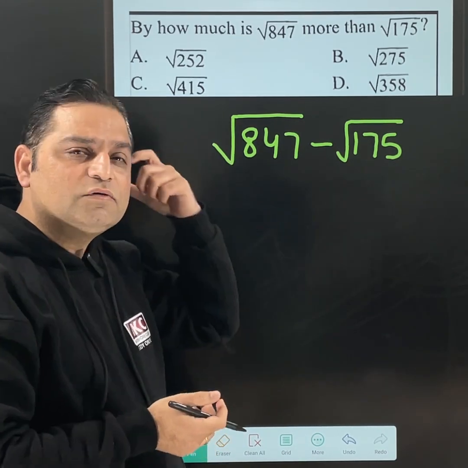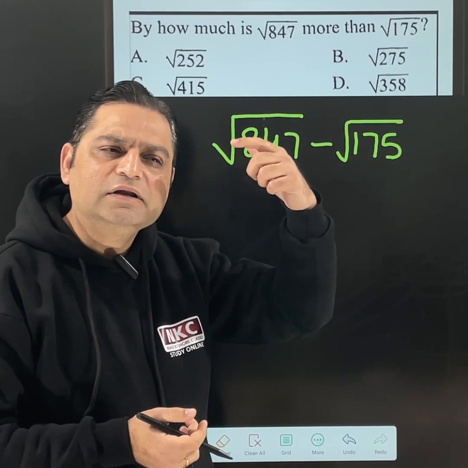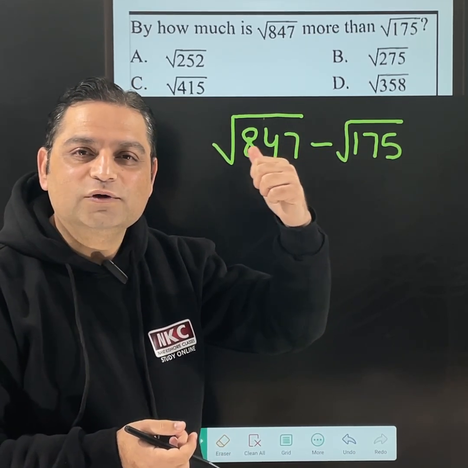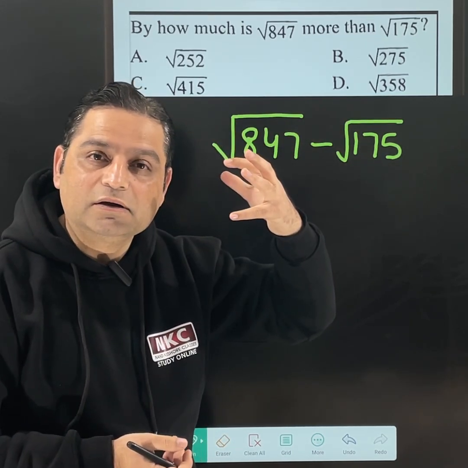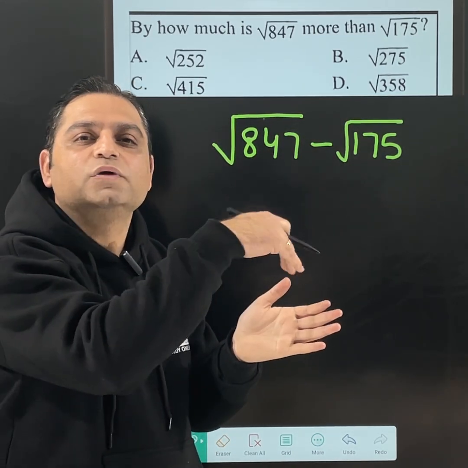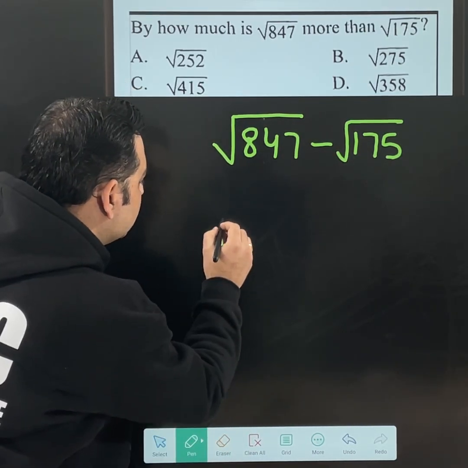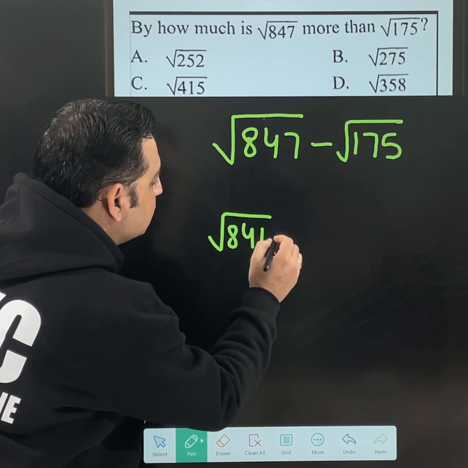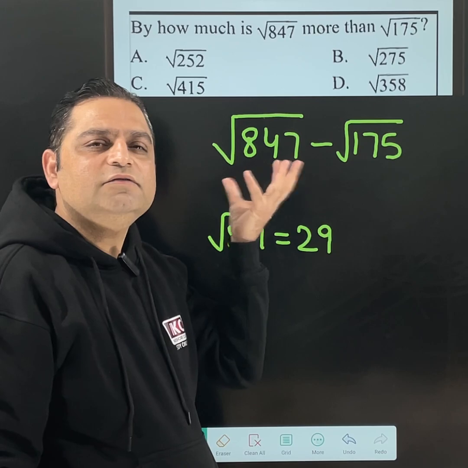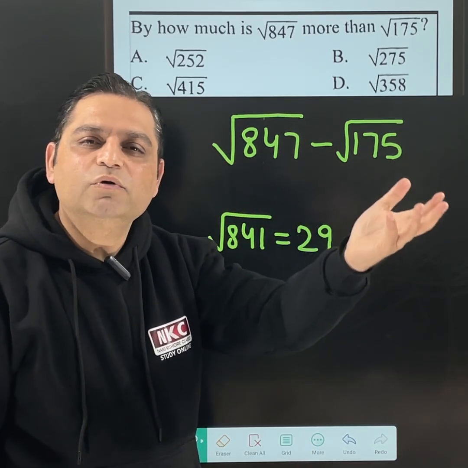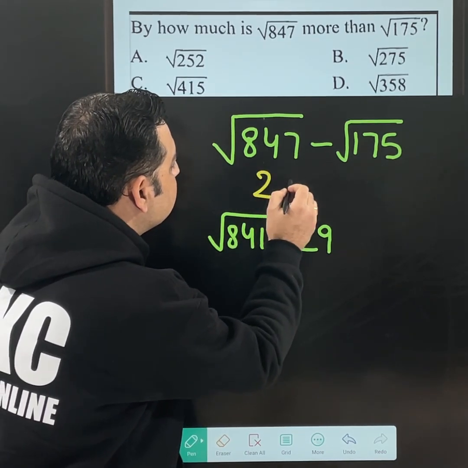Like square root of 847, I don't know what the square root of 847 is, but I can think of the nearest perfect square. See, 30 square is 900. It usually comes to my mind. But what is lesser than that? It is 29 square. See, square root of 841 is 29. I know that. That means square root of 847 will be 29 point something, a little bit more than 29. Let me take it approximately 29 then.